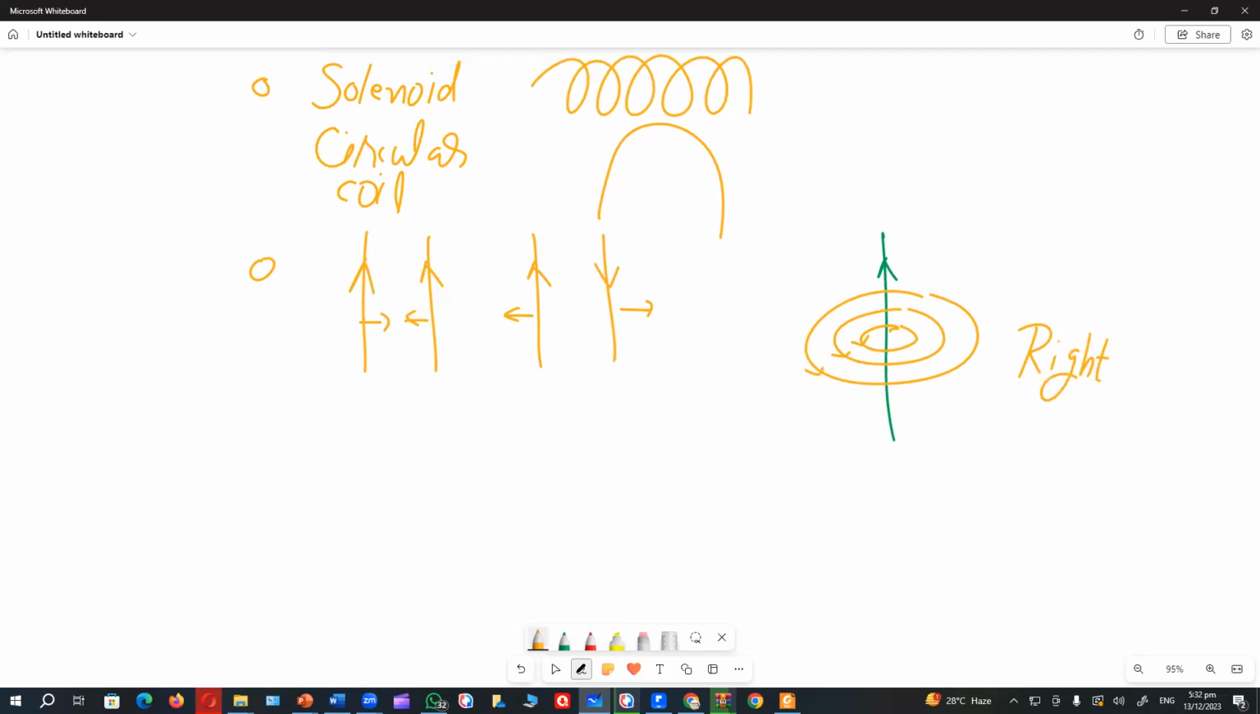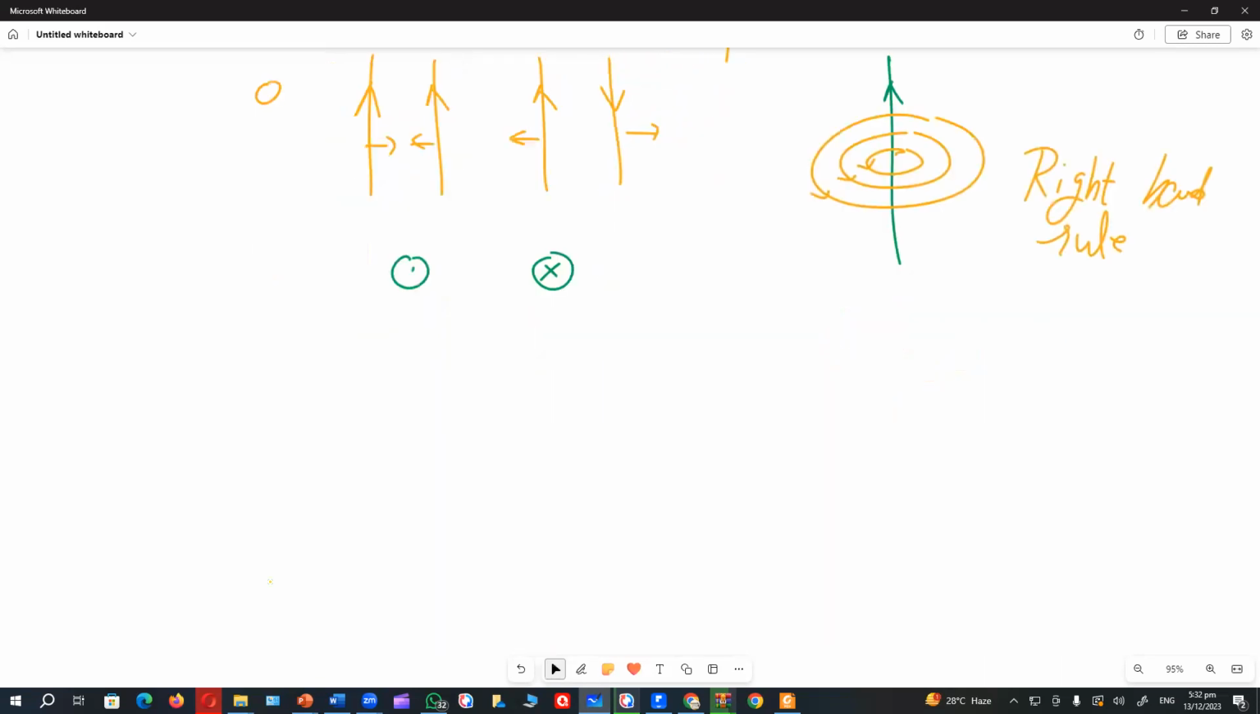right hand rule. We introduce Fleming's right hand rule. We also have a concept of dot and cross. Dot means out of the page and cross means in the page. So like currents attract each other and unlike currents repel each other.